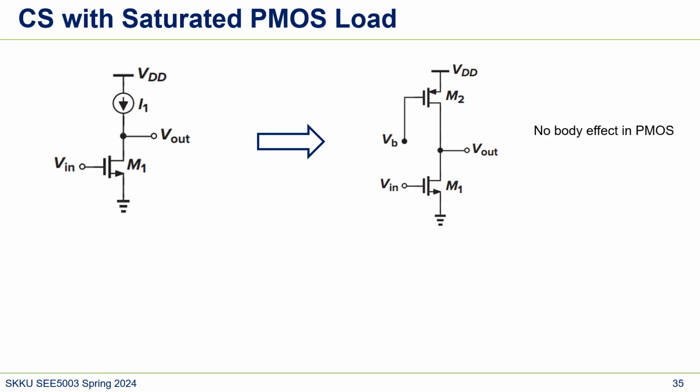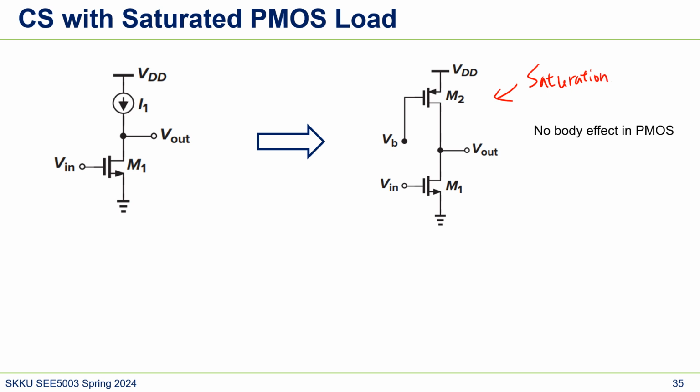But in real life, do we have an ideal current source? No, the ideal current source doesn't exist in a real circuit. So what we do is replace this current source with this PMOS. This is a very basic way to implement it. We learned about the triode region load, but this is different. This must be in saturation because we want it to act as a current source.